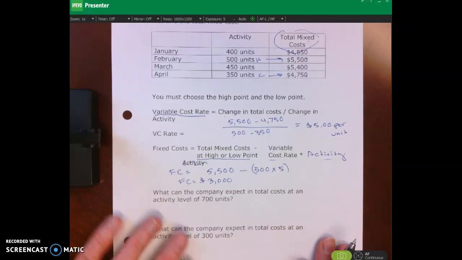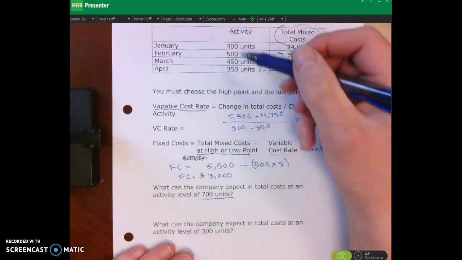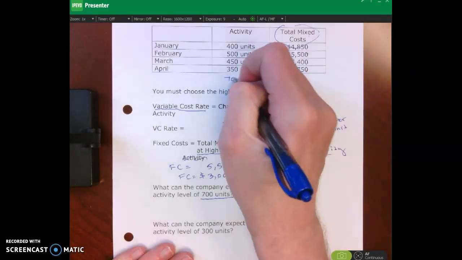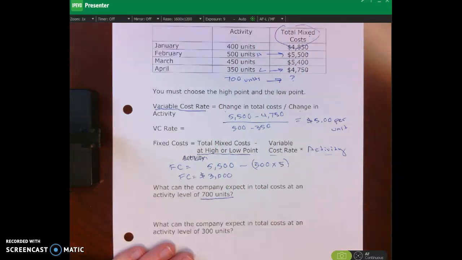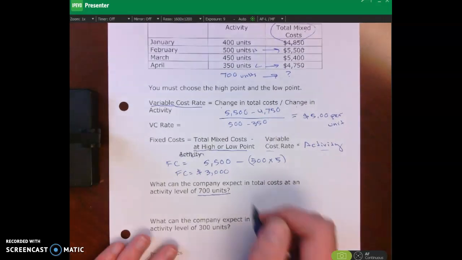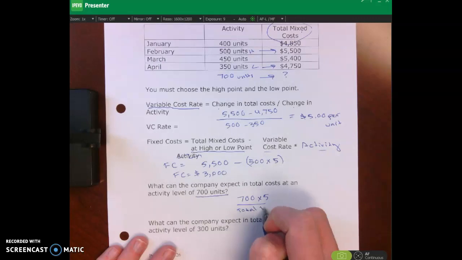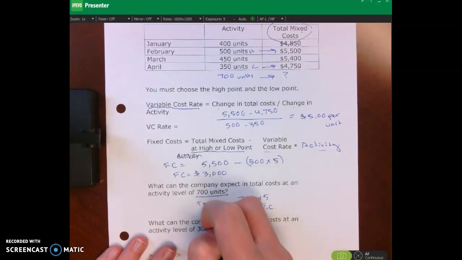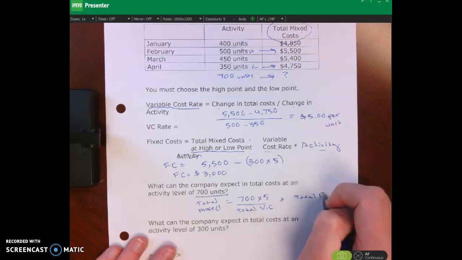Now I can use that to help me do some cost estimation. Because you can see right over here, I don't have 700 units. But that's something I might want to know. What would be my total mixed cost at 700 units? But I can figure it out. How can I figure it out? I can say my 700 times my 5 equals my total variable costs. And I can say total mixed equals total variable costs plus total fixed.